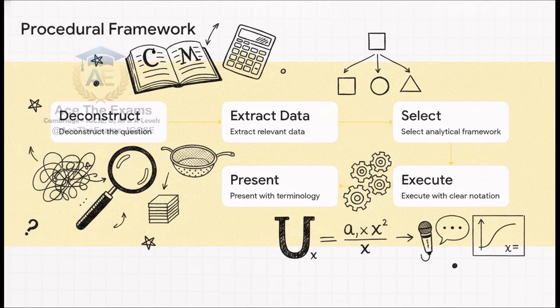Step 4, execute with clear notation. Simply solve that quadratic for u using the quadratic formula or factorization. And finally, step 5, present with correct terminology. Link your u value back to e^x and use natural logarithms to solve for x. It is a flawless, mechanical process every single time.